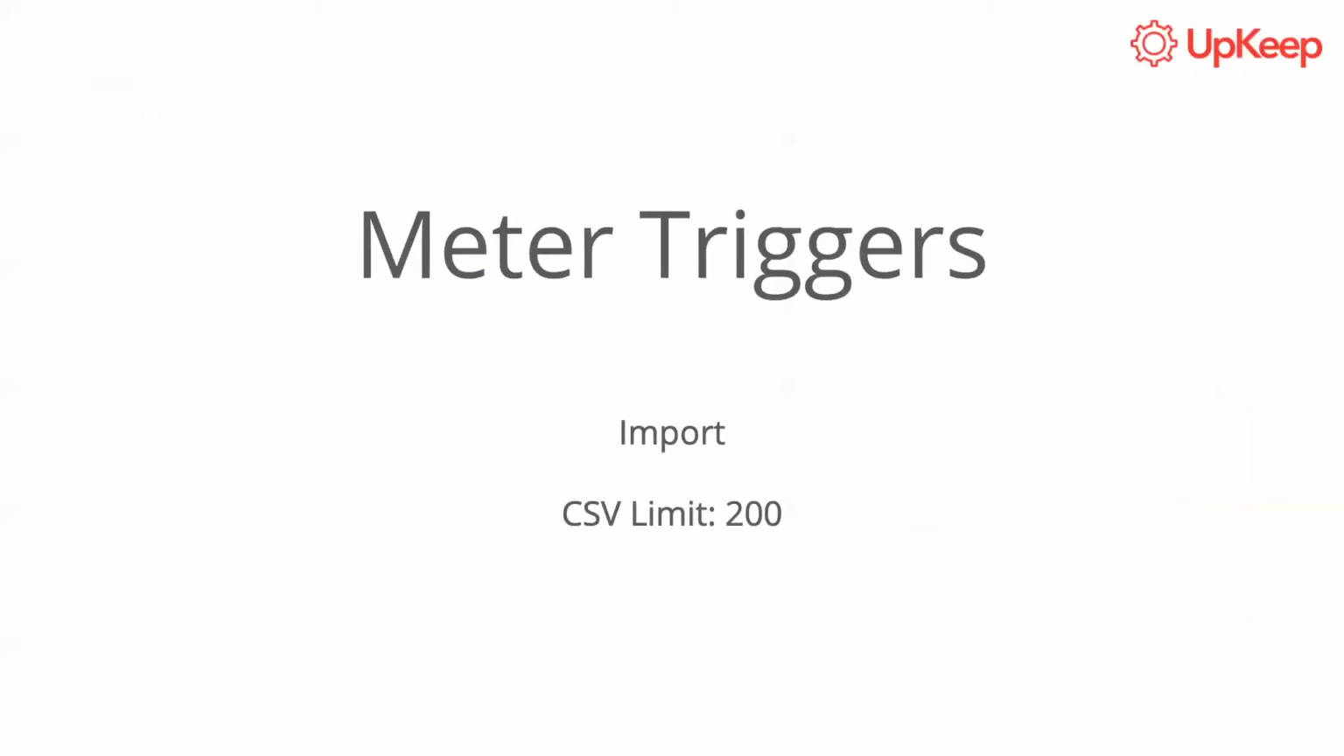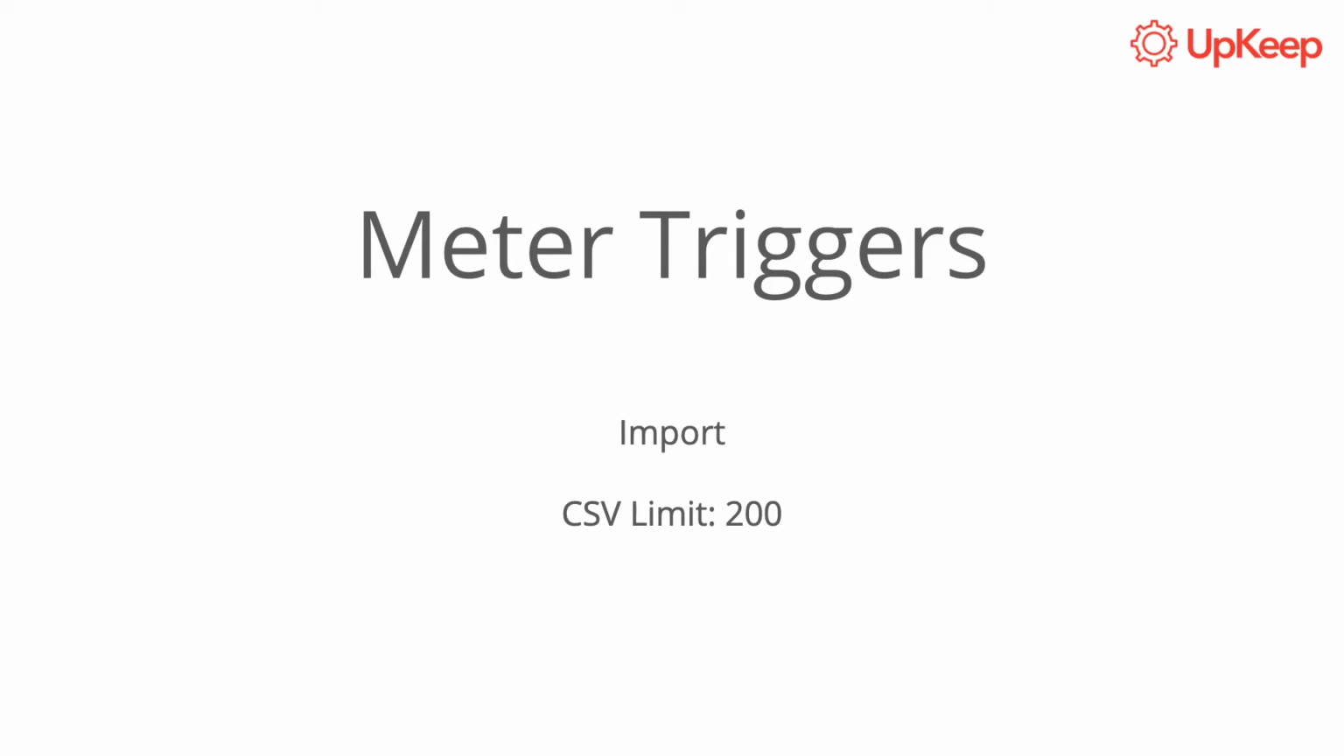Meter triggers, it's the ability to schedule work orders according to your meter readings. So you can measure things like mileage in a vehicle or even number of hours put into a machine. And once you've reached your set measure, a work order can be automatically generated.